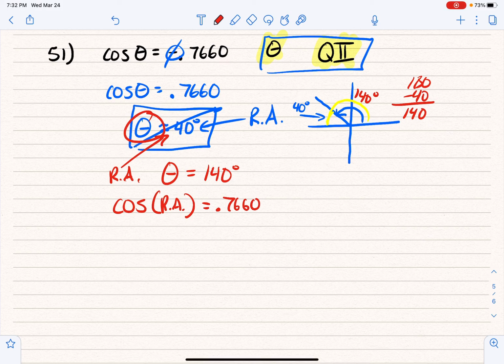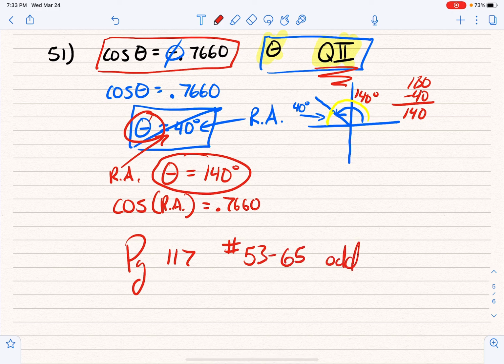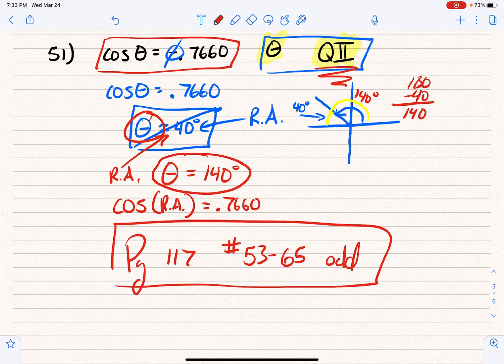All right. Okay. So here's what you're going to do right now. In your book, you're going to try another 7 or 8 problems that are all exactly like this. They're giving you these obscure angles. They're not the 30, 45, 60, 90 angles that we're used to. They're these odd angles. But you have to use this information to figure out what theta is going to be. Okay? So what you're going to do is turn to page 117. And I want you to do 53 through 65 odd. All the answers are in the back of the book.